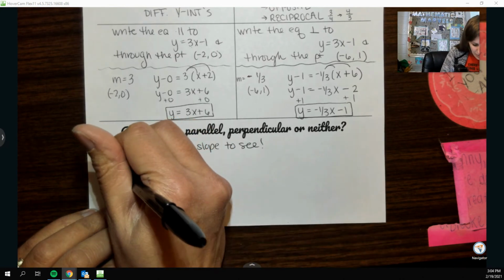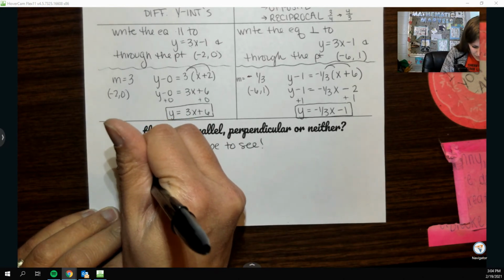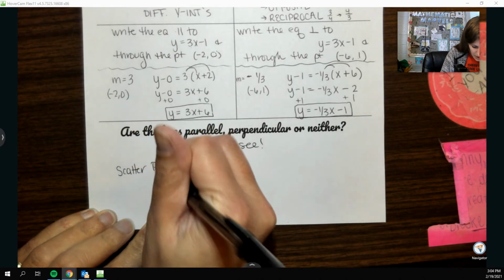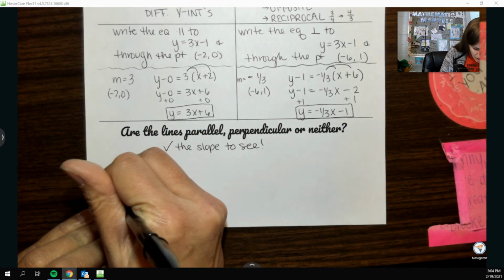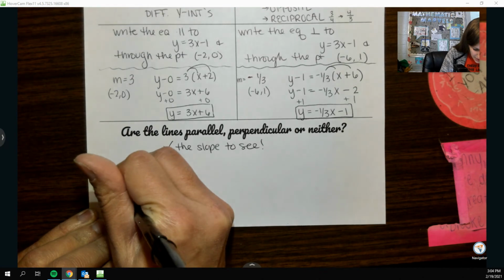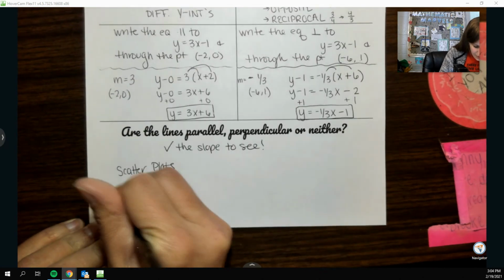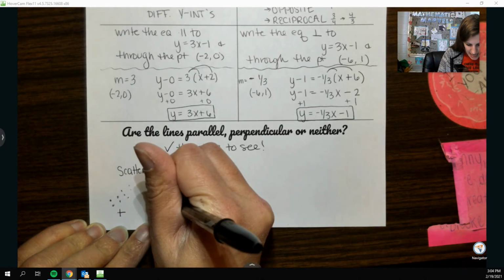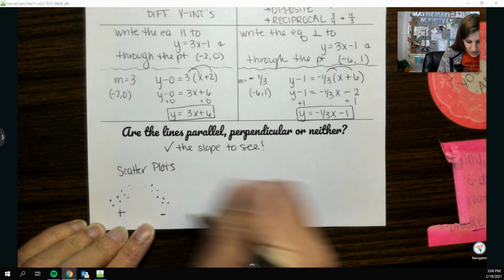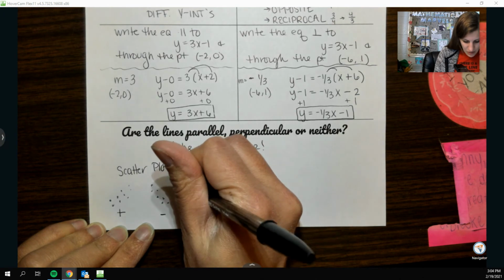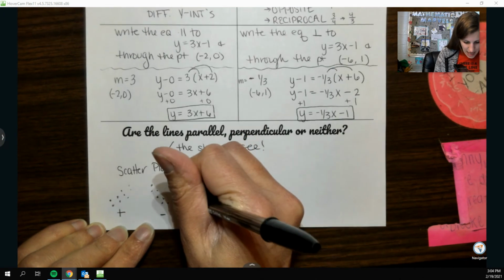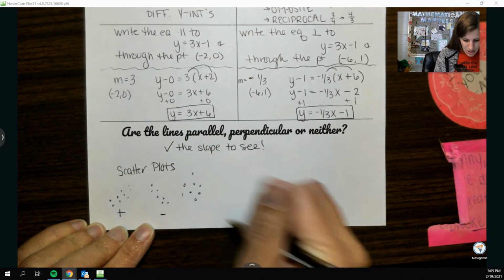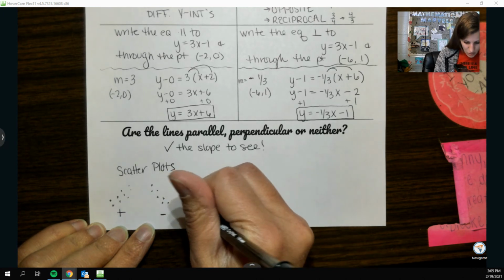We had those scatter plots, which remember, if they were all kind of dotties going up, we had positive correlation. If all the dotties were kind of going down, we had negative correlation. And if it was just a splat of dots, not doing any particular thing, we had no correlation.